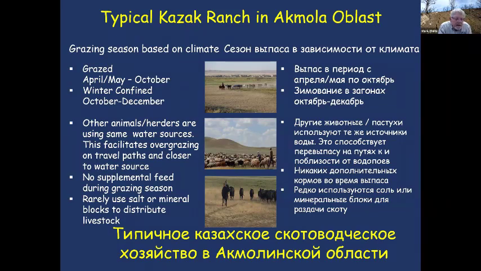And with this type of herder accessing free water sources, there is an option of trailing. If you're going back and forth over the same area too often, that causes these paths, and then that can become erosion areas. They also are conduits for invasive plants coming in. We did not see supplemental feed during the growing season. And rarely did we see the use of salts or mineral blocks to help distribute the livestock and to provide critical nutrients.